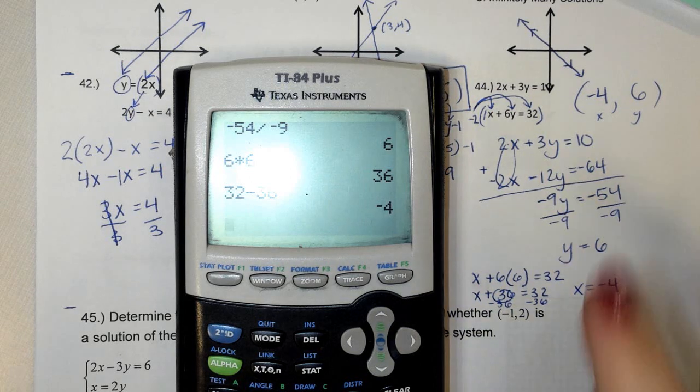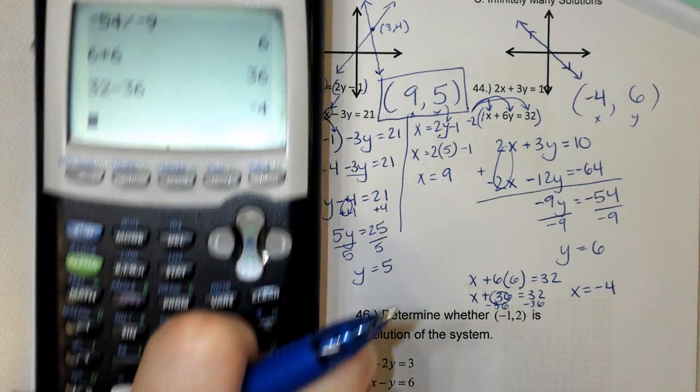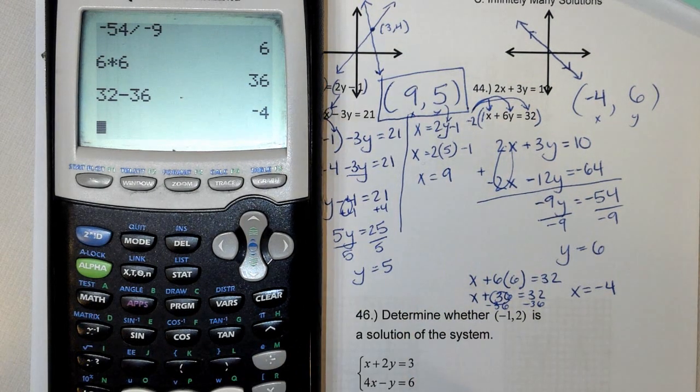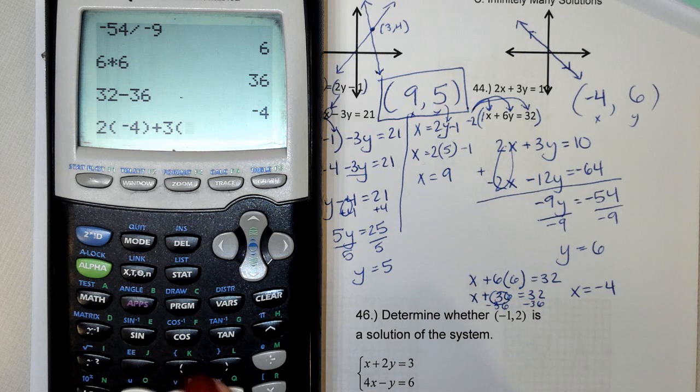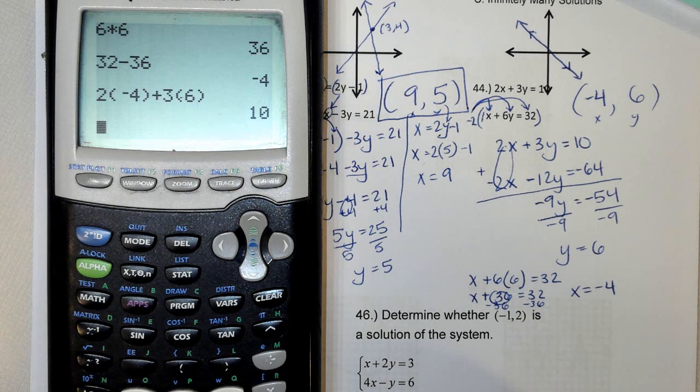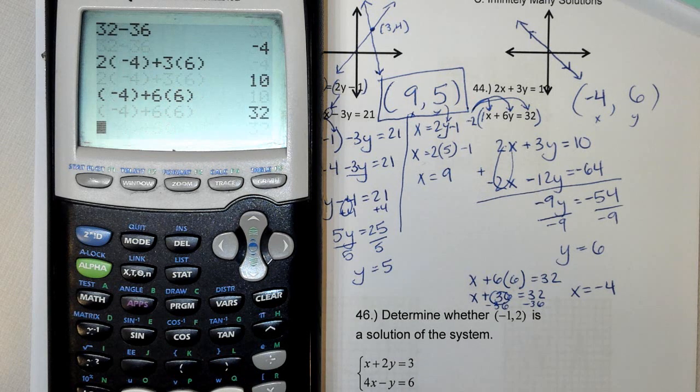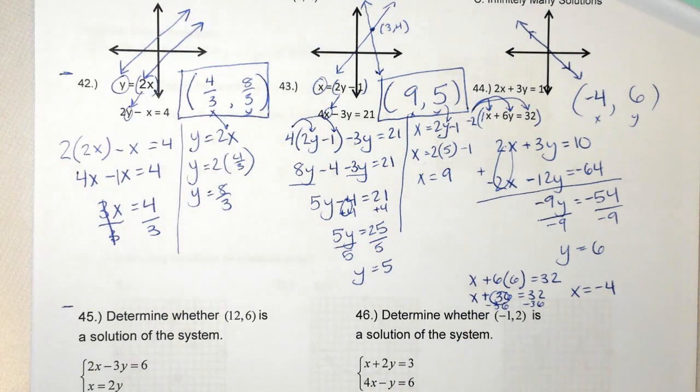And I can plug it into both to double check my work. So 2 times x is negative 4, plus 3 times, oops, forgot my plus, 6. This should equal 10, and it worked. Okay, and then the second one is x plus 6 times 6 should equal 32, and it did, so we did it right.